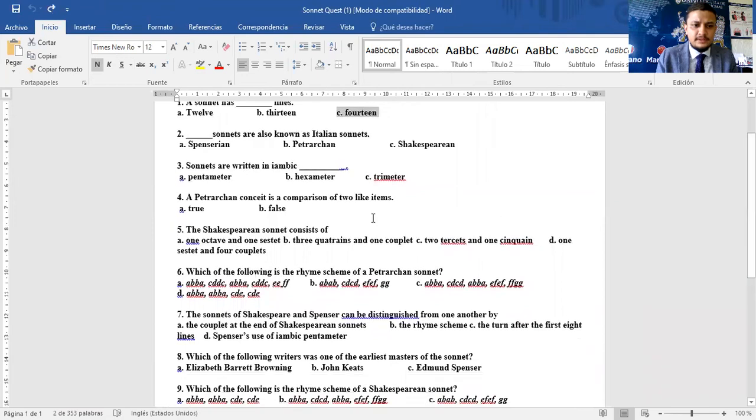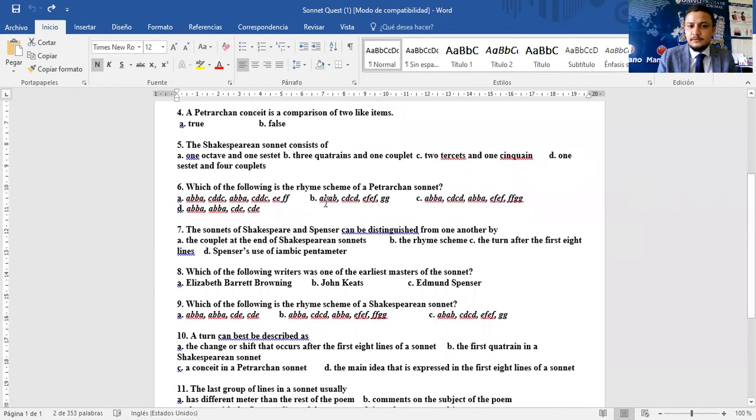And the same way for this one: Spenserian, Petrarchan, or Shakespearean sonnets are also known as Italian sonnets. These answers you can find in the readings that are in the material section. Sonnets are written in iambic, and then, Petrarchan's conceit is a comparison of two like items, true or false. The Shakespearean sonnet consists of A, B, or C.